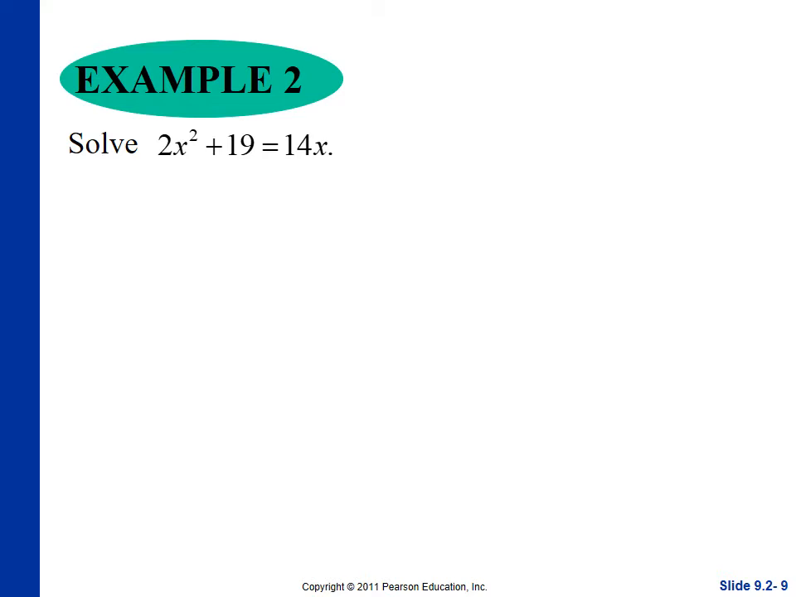All right, so now we've got 2x squared plus 19 equals 14x. First thing we always have to do is get everything on one side of the equation. So we're going to subtract 14x from each side, and we'll end up with 2x squared minus 14x plus 19 equals 0. Now we have to figure out which one's a, b, and c. Well, a is 2, b is negative 14, and c is 19.